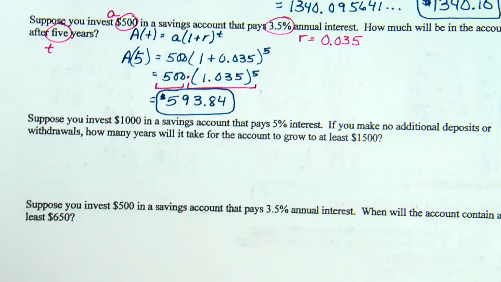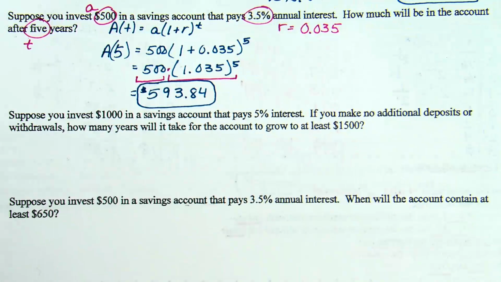Let's look at our next example. Suppose you invest $1,000 in a savings account that pays 5% interest. You make no additional deposits or withdrawals. How many years will it take for the account to grow to at least $1,500? Thoughts on what we need to do here? Well, okay. Eli talked about making an XY chart.